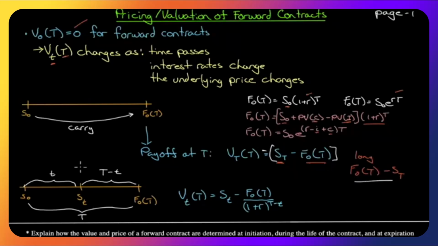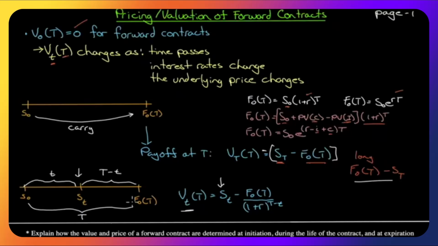At any given point in time, if we were here, little t periods of time have passed. That means there's capital T minus little t periods left. We're over here. The value of the contract at this point in time is the current spot price. And remember, we have to compare money at the same point on the timeline.